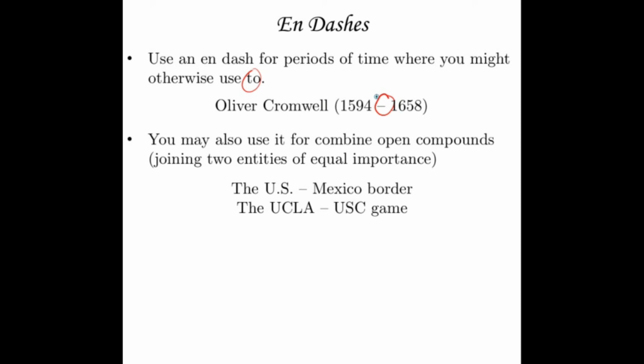You may also use an en dash for combining open compounds, joining 2 entities of equal importance. So if we talk about the US-Mexico border, you use an en dash to join those 2 ideas because the 2 countries are equally important when you're talking about the border. Similarly, if you're talking about the UCLA-USC game, a very contentious football game played in Los Angeles, you put the en dash in the middle to show that you're not taking sides between the 2 teams. They're both equally important to the game.